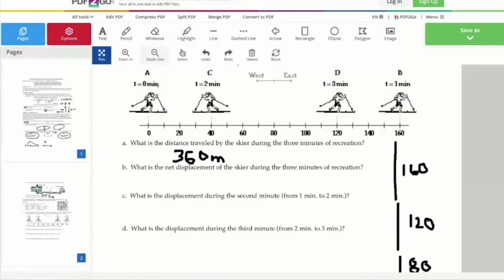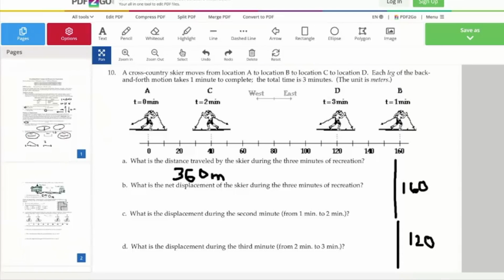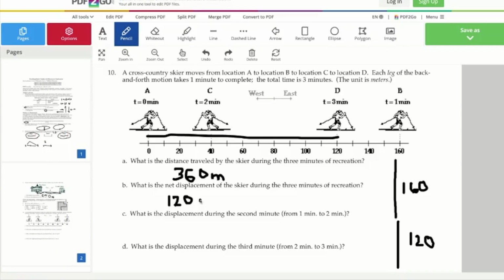Net displacement, however, the skier only travels 3 minutes. So our displacement is going to be our straight line distance, or our net change in position from start to finish, regardless of the actual path they took. So regardless of the fact that he went back and forth, he only went from A to D. He started at A and he ended at D. So our net displacement magnitude, first of all, is 120 meters. And our direction, remember, displacement needs a direction because it is a vector. Our direction is east, or you can just write E.